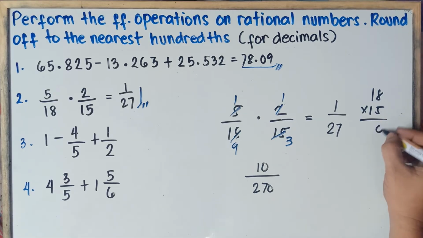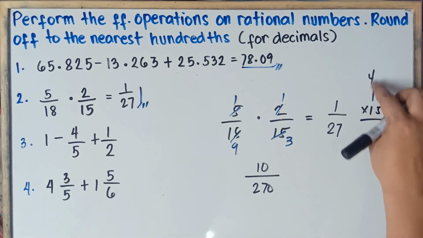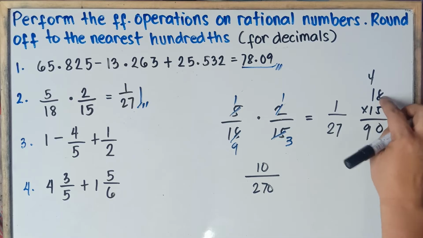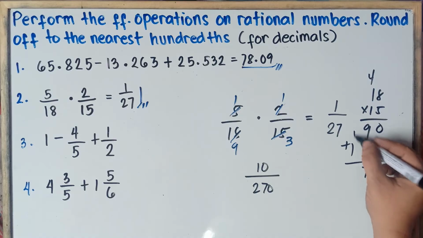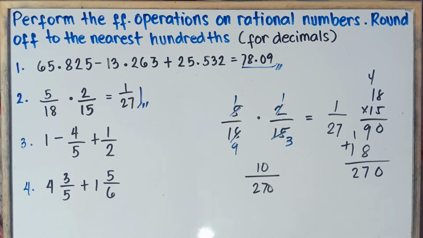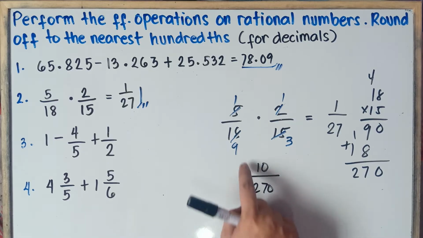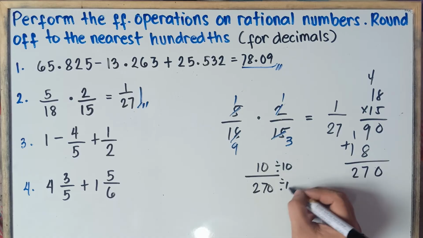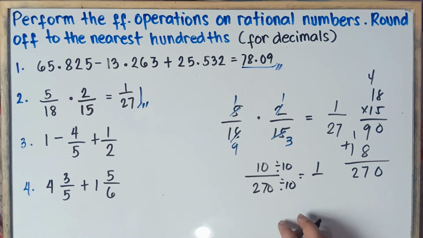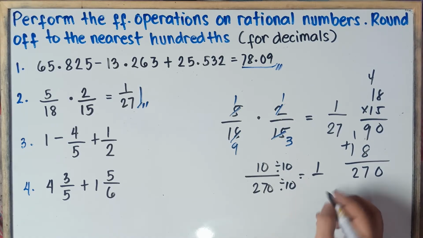5 times 8 is 40, 0 carry 4. 5 times 1 is 5, plus 4 is 9. 1 times 8 is 8, 1 times 1 is 1. So add 0, bring down 0, 9 plus 8 is 17, carry 1, 1 plus 1 is 2. 270. And once again, you always reduce your fraction to its lowest term if you can reduce. We can divide this by 10. So 10 divided by 10 is 1, 270 divided by 10 is 27.